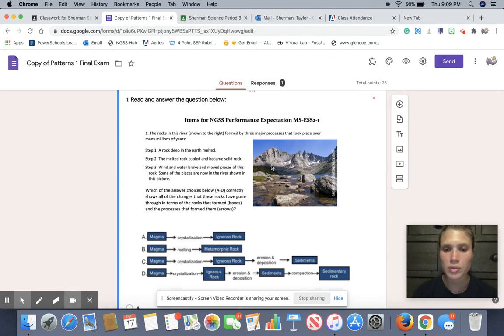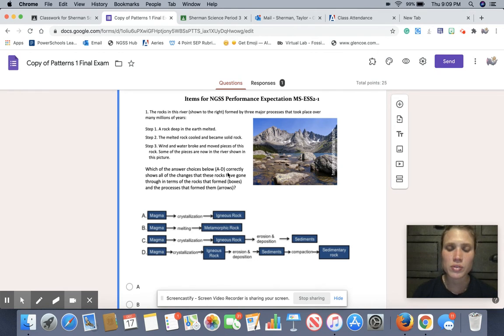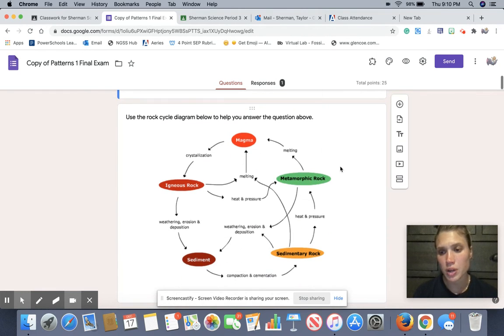We're looking at the river, and at these large rocks in this picture. You have to look at your choices below, A through D. It gives you the answer without actually saying it. The rocks are formed in the boxes and the processes are formed in the arrows. I also told you there's 3 processes. We started at magma, and then did we move to igneous rock? Did we move to metamorphic rock? From igneous rock, where did we go? And where did we end up, maybe? You can use the rock cycle to help you.